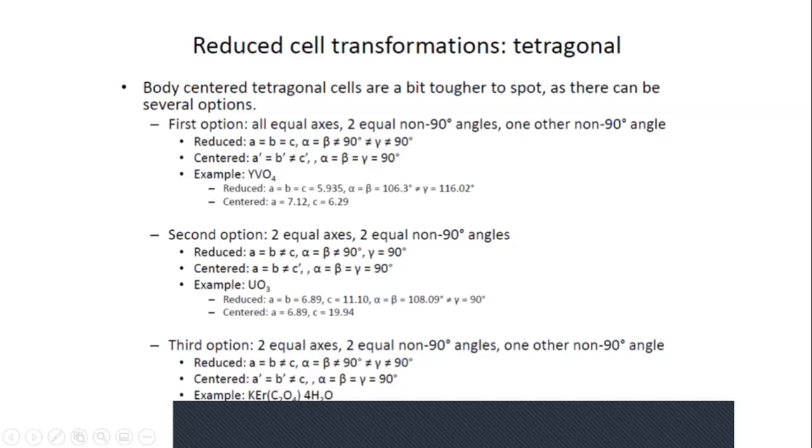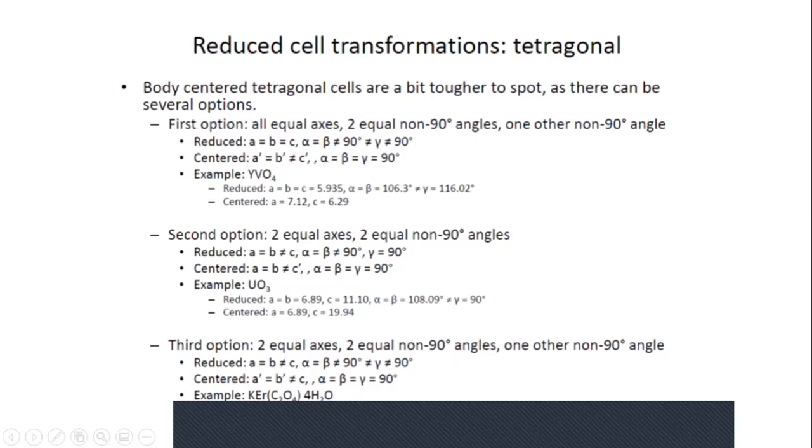Now you see the reduced unit cell, a equals b equals c, is 5.935. And of course, we have the cell angles. But when we center it, now we notice that the cell axes increased. Because again, when we center it, we increase the size of the unit cell.